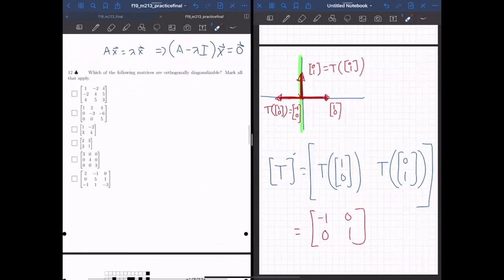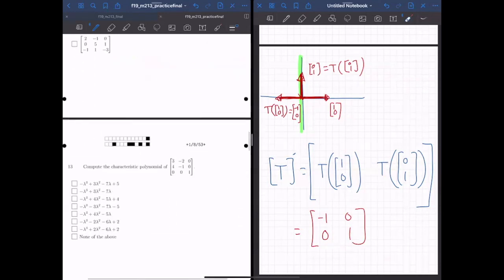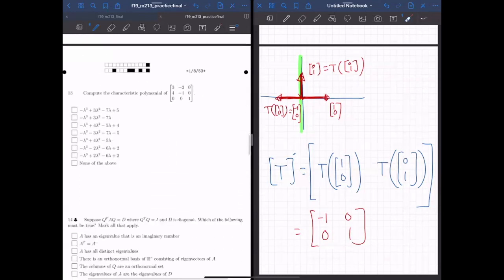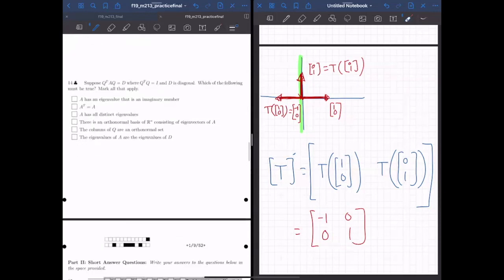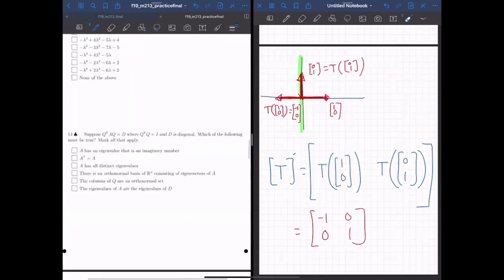All right, so the next question is, which of the following matrices are orthogonally diagonalizable? Well, remember, that's just the same thing as checking which of them are symmetric, so that's kind of an easy one to do. Question 13 is just a characteristic polynomial. 14 is maybe the last conceptual question.